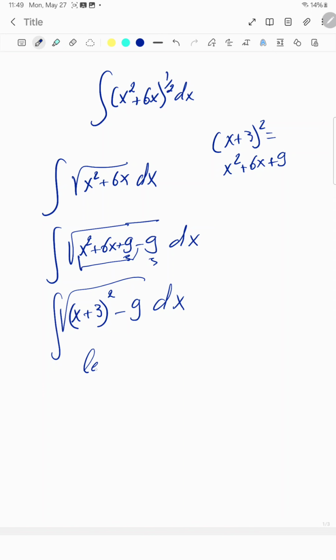So here if I say let u equal x plus 3, my du is equal to dx. So my integral becomes the integral of the square root of u squared minus 9 du.